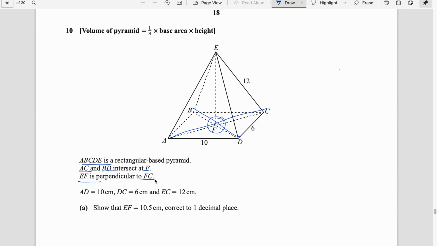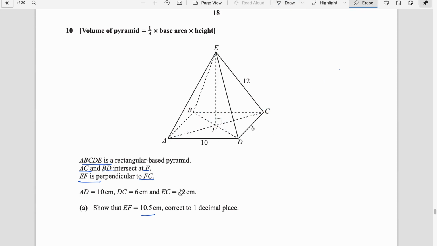EF is perpendicular to FC. EF is this vertical height and is perpendicular to FC, which is also mentioned. AD is equal to 10, DC is equal to 6, EC, the slanting height, is equal to 12. Show that EF is 10.5.